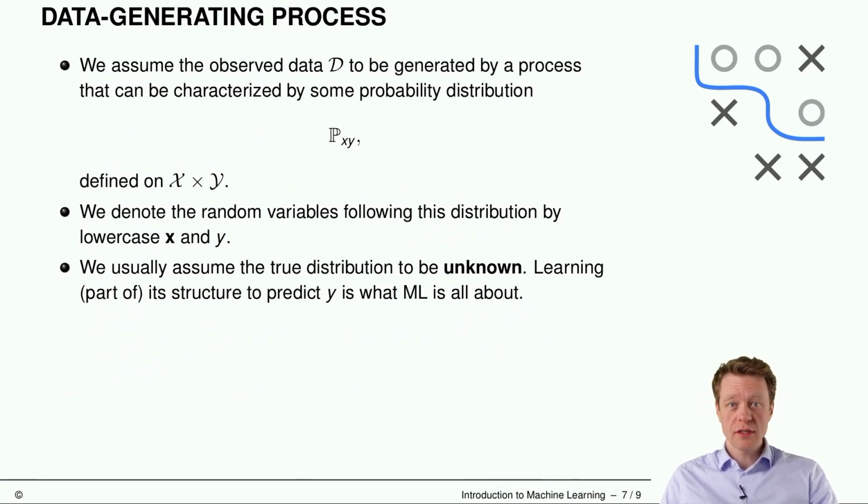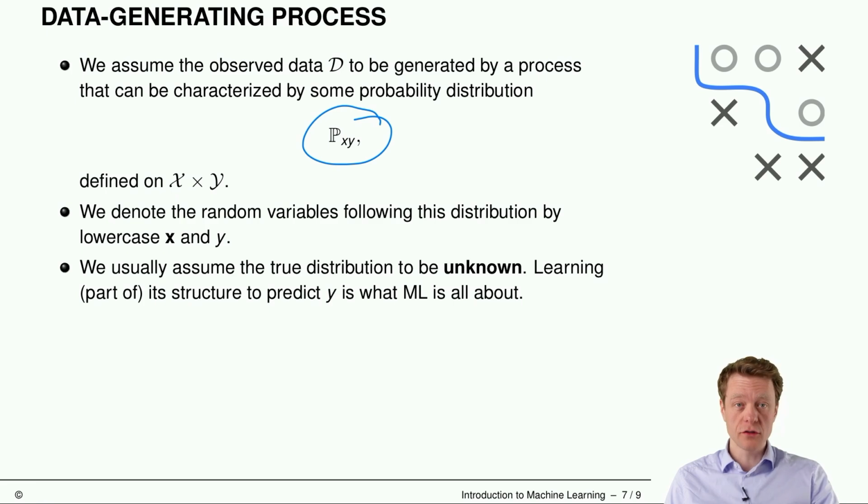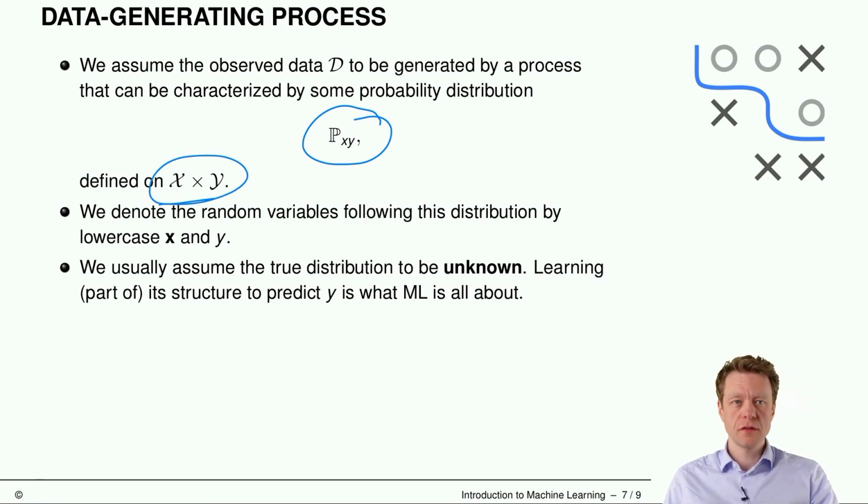Now that you know what the data looks like that we observe, let's speak about the different thing, the data generating process. Of course, there is a connection between data generating process and observed data, which is that we assume that the observed data was generated by this data generating process. So by some probability distribution, p(x, y), which is the joint probability distribution of features and target, so defined on X times Y.